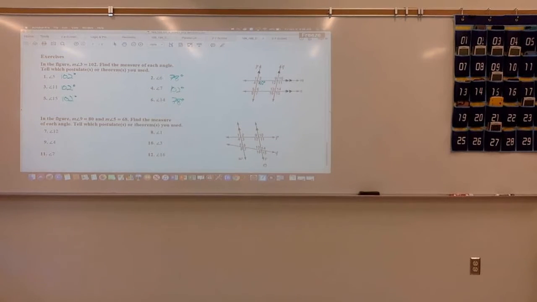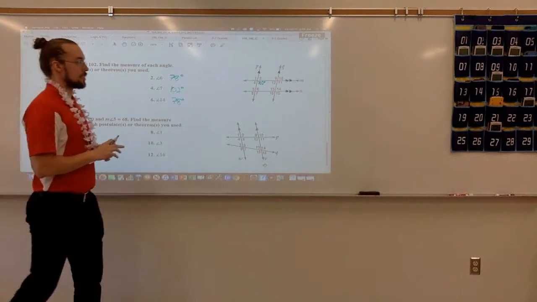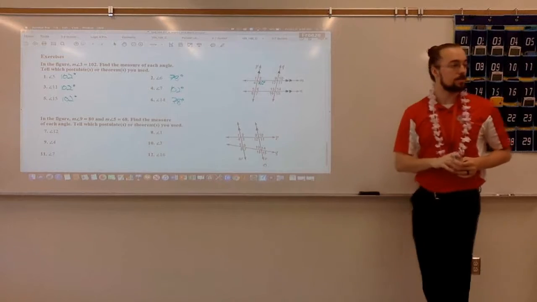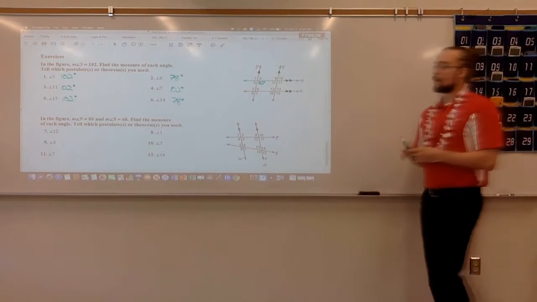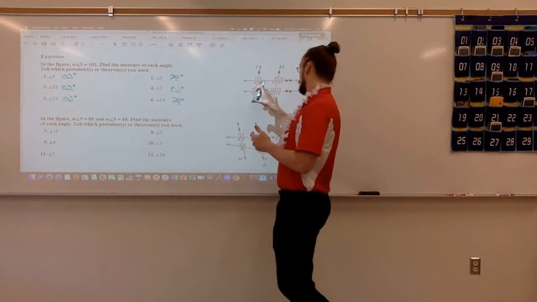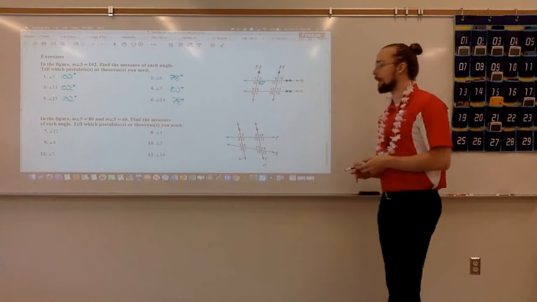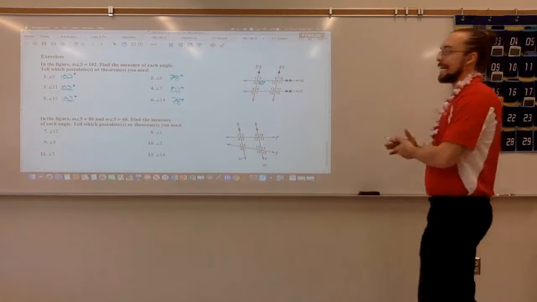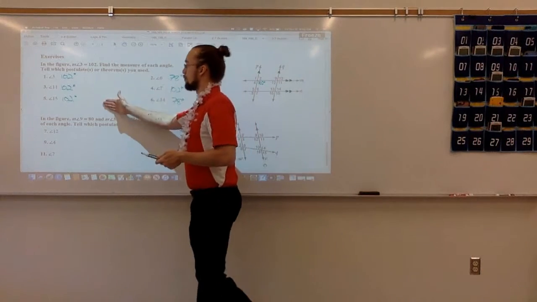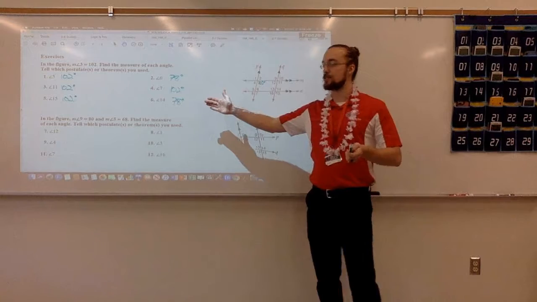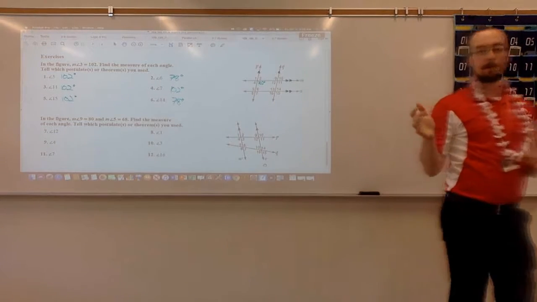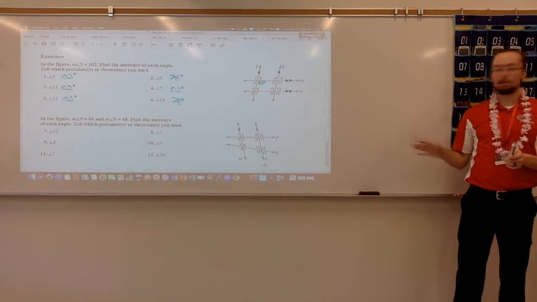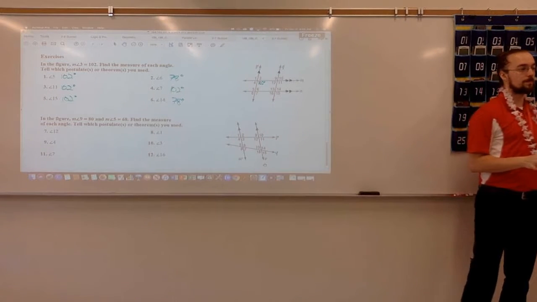Alright, let's take a look here at this first exercise. So on this one, okay, we should have come up with basically every angle in this diagram was either 102 or 78. Okay, so then these would be our answers for the specific ones that they asked us to come up with. Okay. Questions on that example at all?